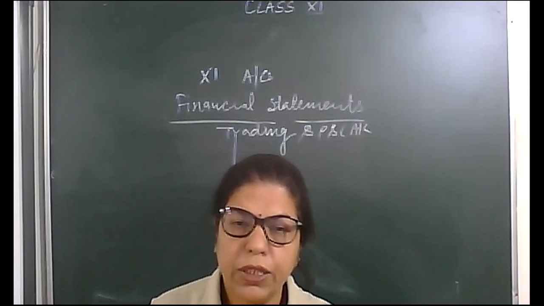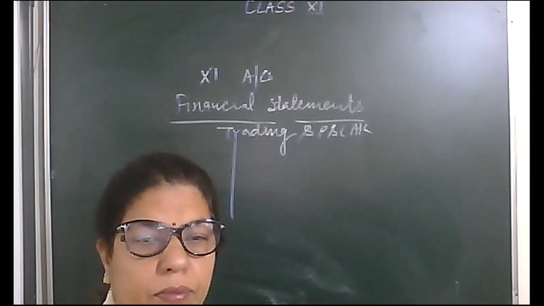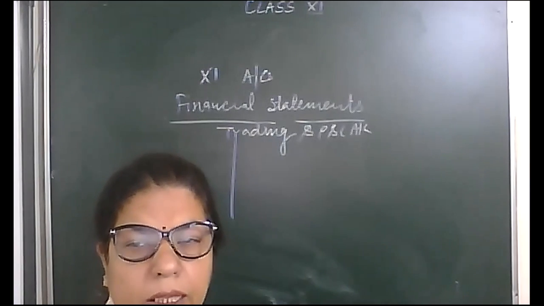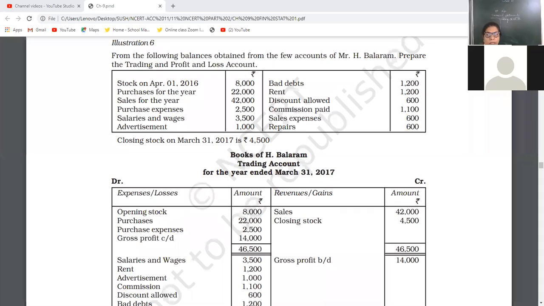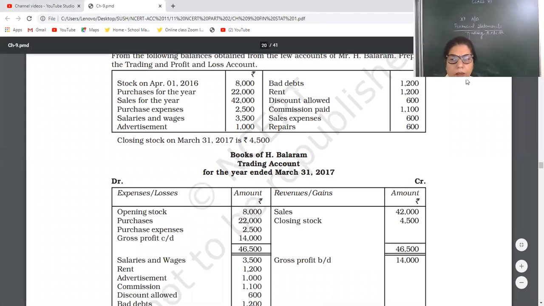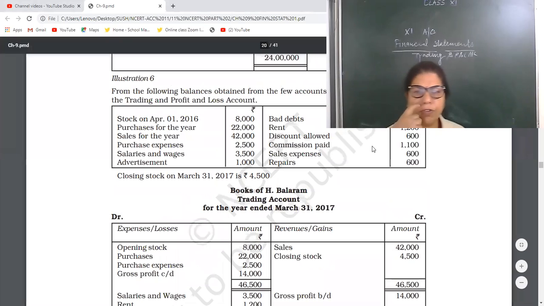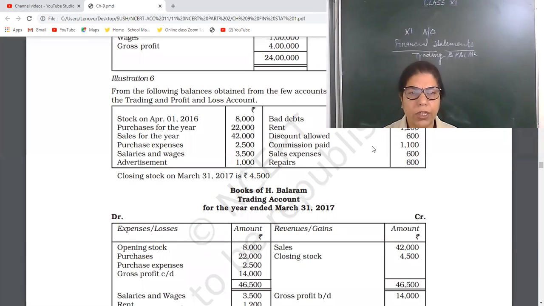We already completed that. So today we are going to start the numericals. See this numerical, then you will be able to understand how to do these numericals. One by one, I am going to show you various items which we can enter in trading and P&L account. So it will be easy for you.